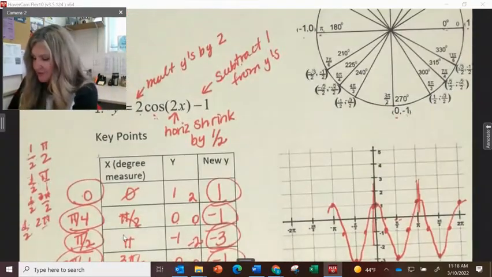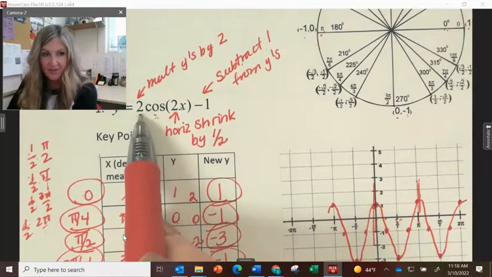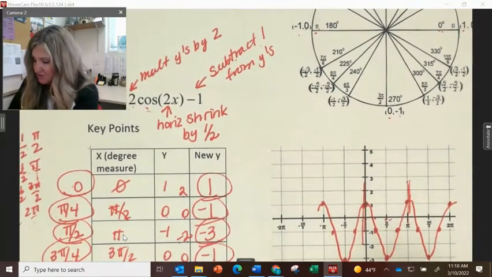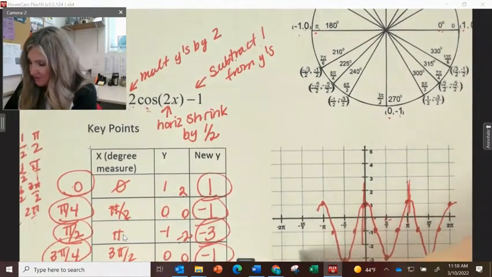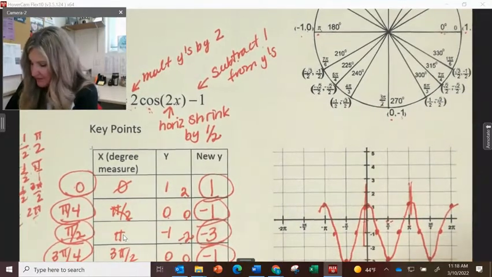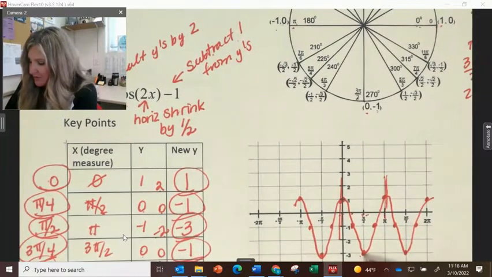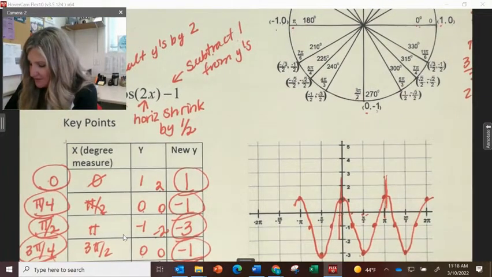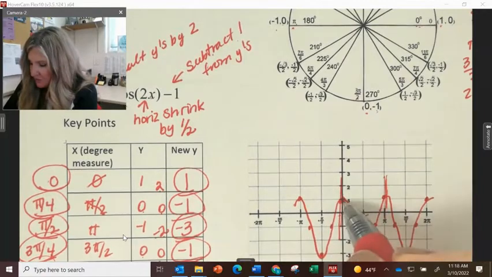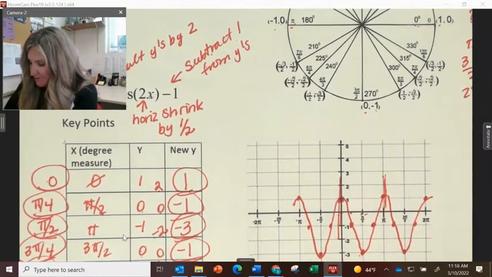Now, the amplitude is just the number out here in front, and it's always positive, so that's 2. The domain, this goes on forever and ever. So the domain is going to be -infinity to infinity. The range, we look at our bottommost point, that's -3, up to our highest point, and that's 1.